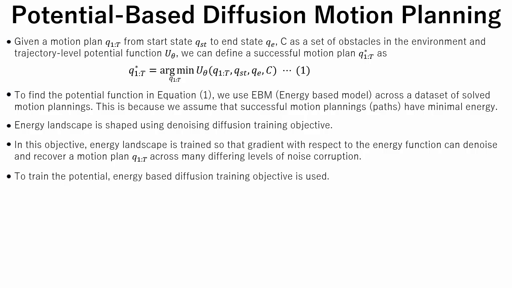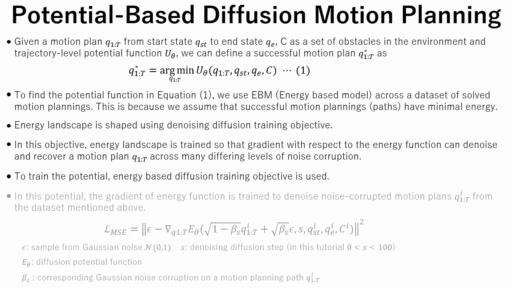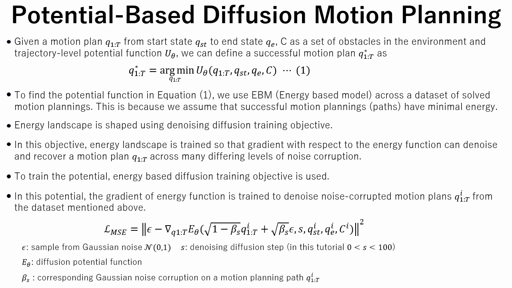To train the potential, we will use energy-based diffusion training objective. In this potential, the gradient of energy function is trained to denoise noise-corrupted motion plans from the dataset mentioned above. The training is over when we find parameters that minimize this mean square error.